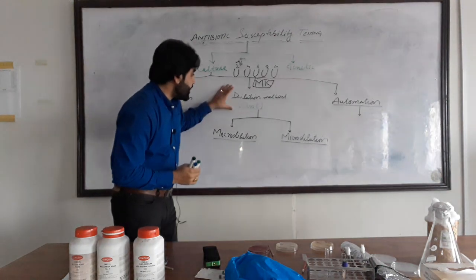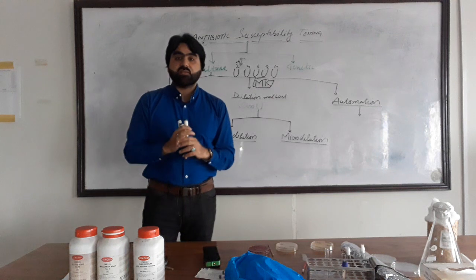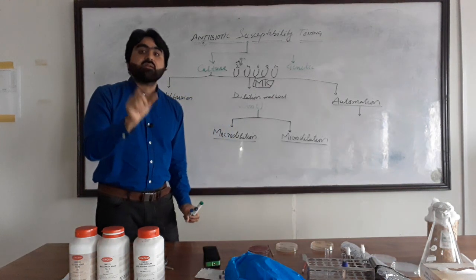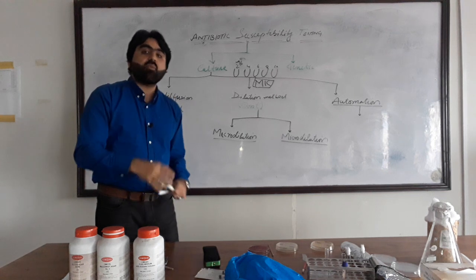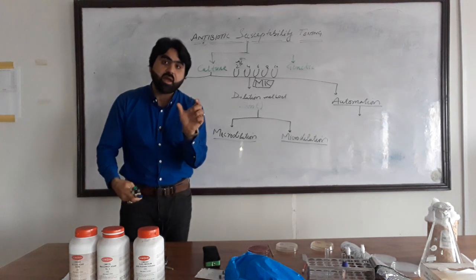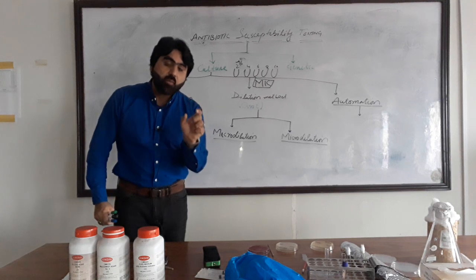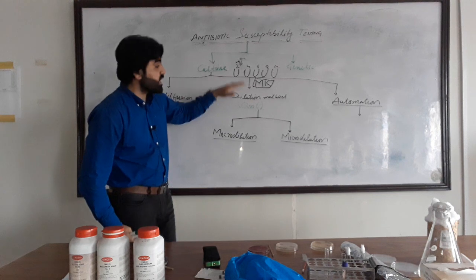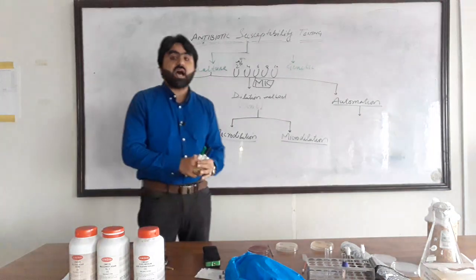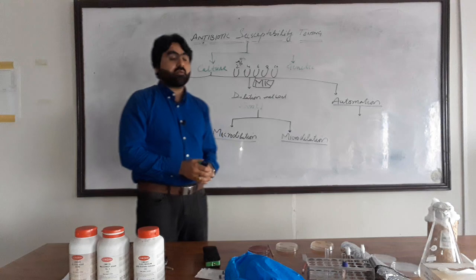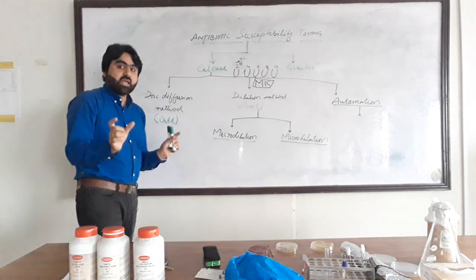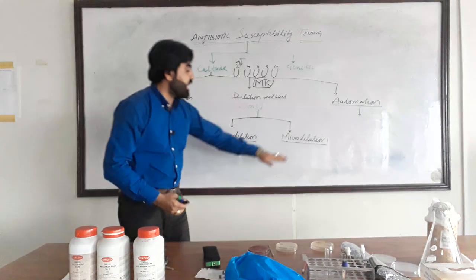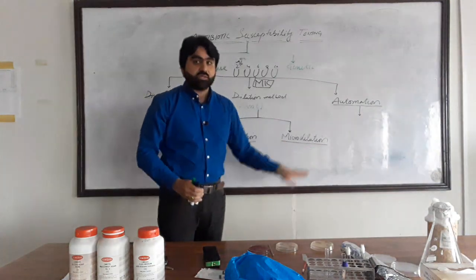Dilution methods are quantitative methods because they measure the concentration of antibiotic which stops the visible growth of bacteria in dilution. Therefore, these dilution methods are quantitative methods. Further, dilution methods can be divided into two types: one is macro dilution, while the other is micro dilution.